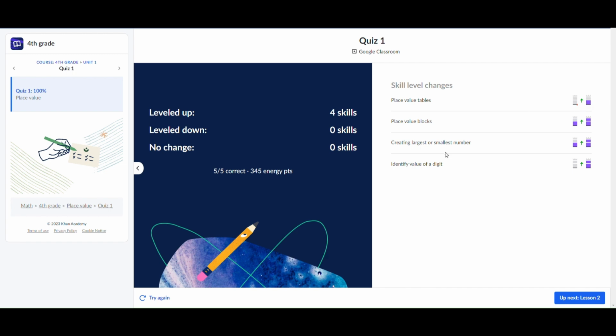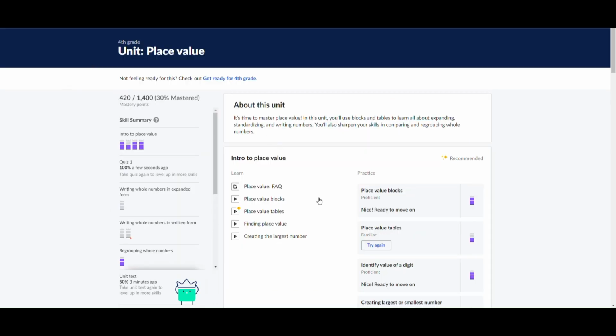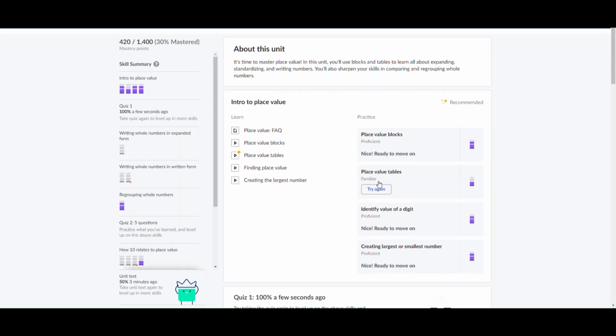So if I want to go ahead and take a look over here at our Unit 1 skills now, place value tables is listed as try again. I have a corresponding video it is suggesting that I watch. At this point, I should watch this video to explain this skill because I don't quite have it. And once I finish this, that's probably enough for the day.